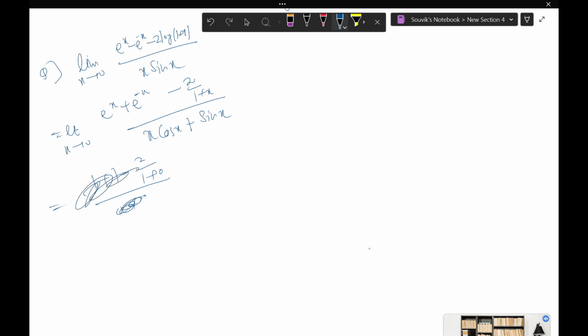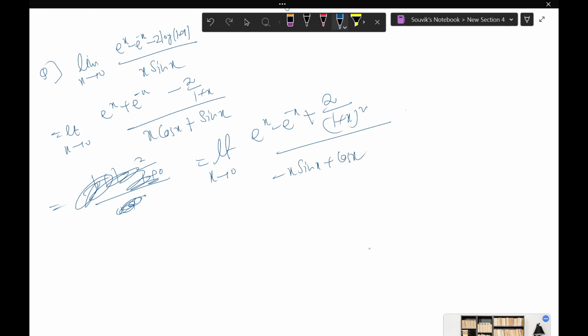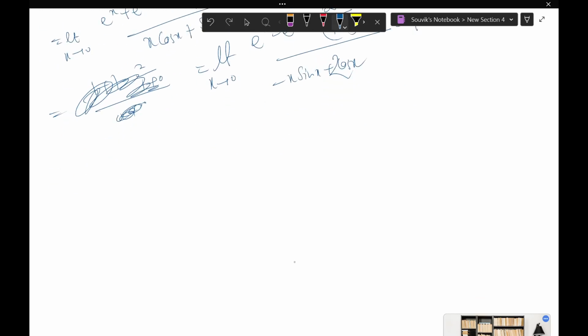So it is also a 0 by 0 form, right? So again, use L'Hopital's rule. Limit x goes to 0 of e to the power x minus e to the power minus x plus 1 by (1 plus x) whole square, over minus x sin x plus 2 cos x. This is equal to 1. Right? So yes, one. So now on to the following problem.